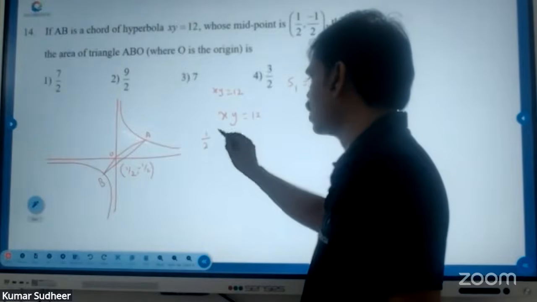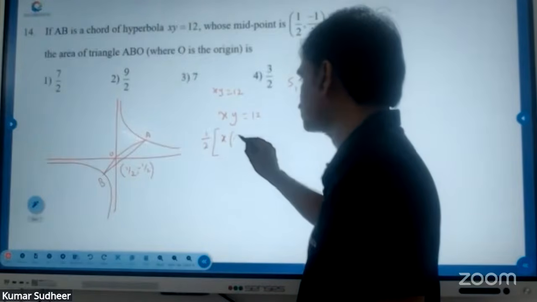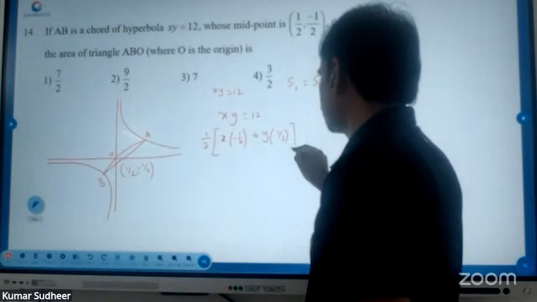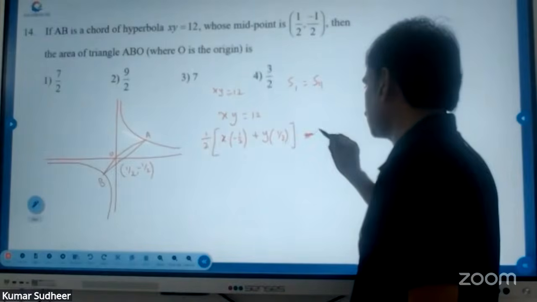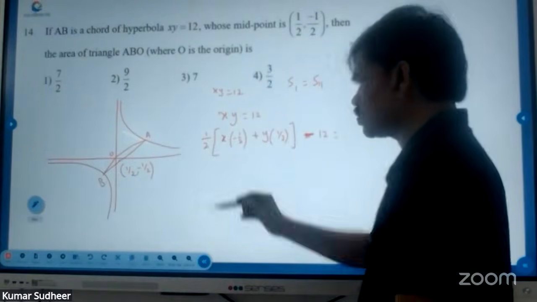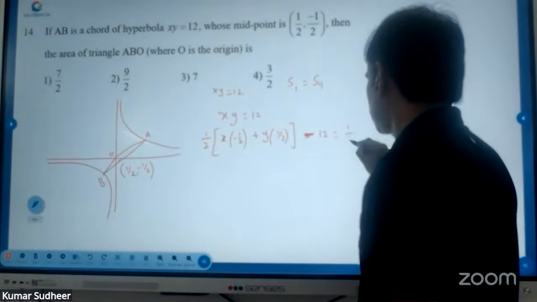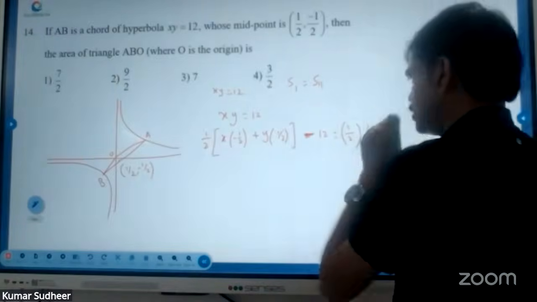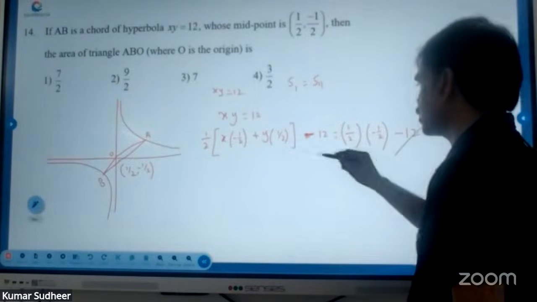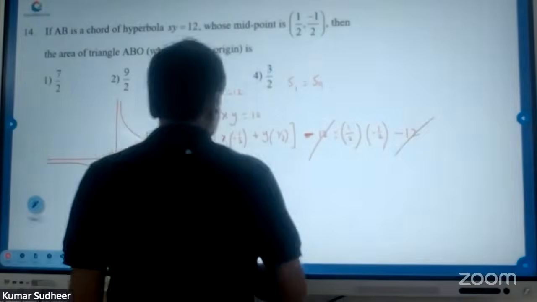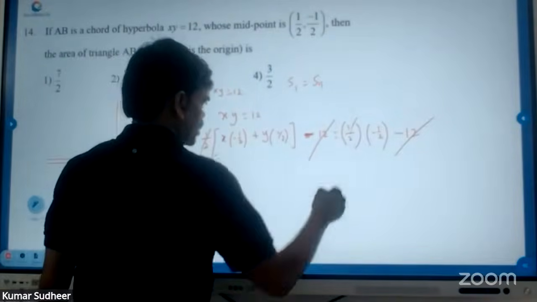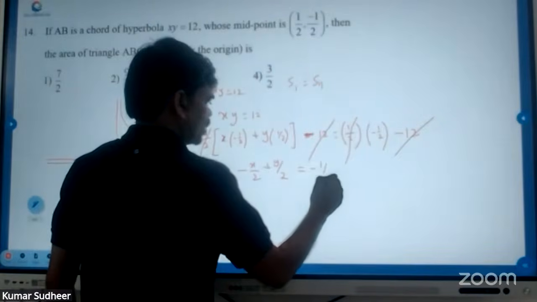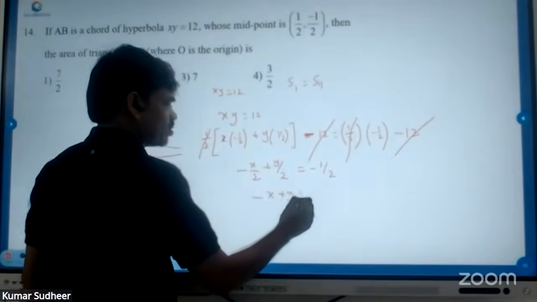Let us find out S1. 1 by 2 into xy1, that is minus plus y into x1, 1 by 2, equal to minus 12, equal to S11. S11, substitute the point in the equation: 1 by 2 into minus 1 by 2, x1 y1 minus 12. So these two will get cancelled. What I will get here is minus x by 2 plus y by 2 equal to minus 1 by 2. So we have minus x plus y is equal to minus 1.